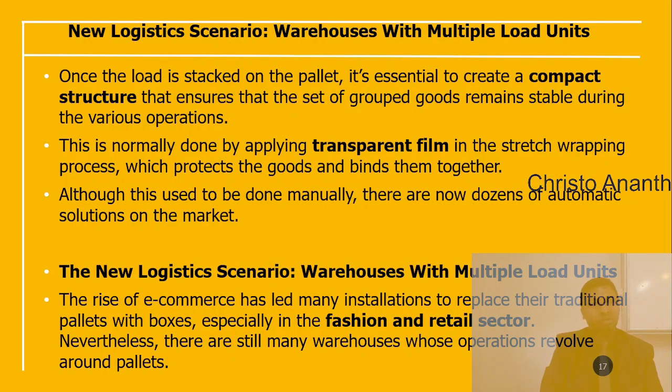Once a load is stacked on the pallet, you have to create a compact structure, a set of grouped goods that will remain stable for the entire operation. This is done by applying a transparent film in the stretch wrapping process, which protects the goods and binds them together. Everything can be done manually, but definitely there are automatic solutions also. As I told you, both traditional and automatic practices are there in palletization. Then we will have the new logistics scenario, like warehouses with multiple load units.